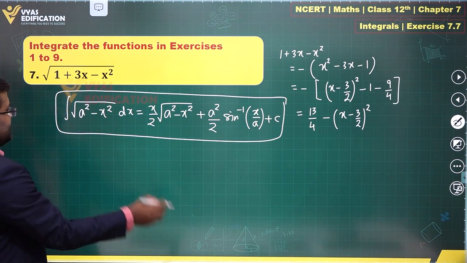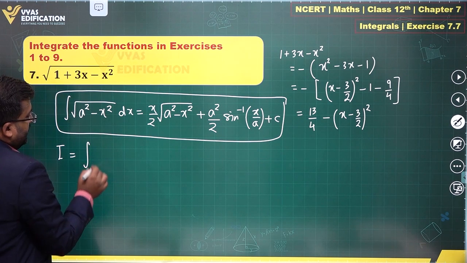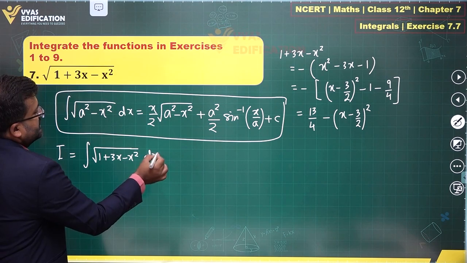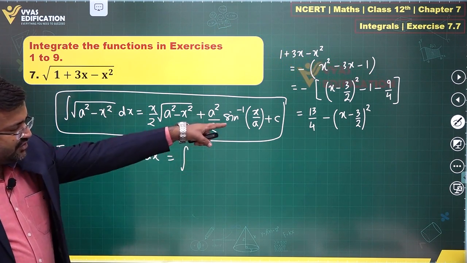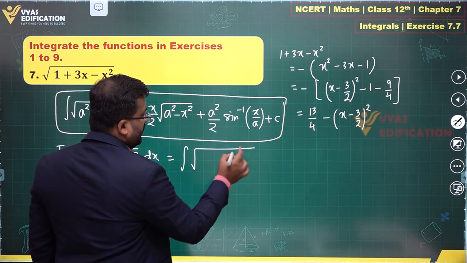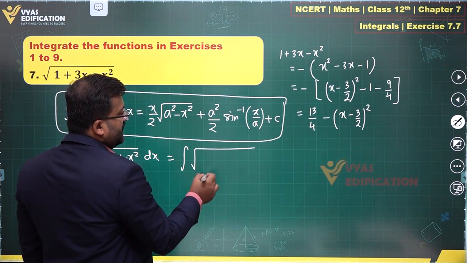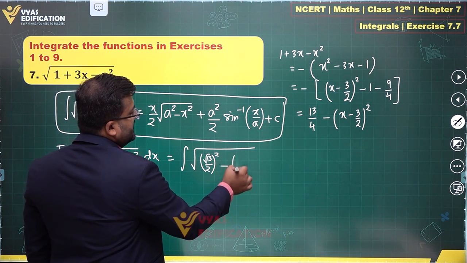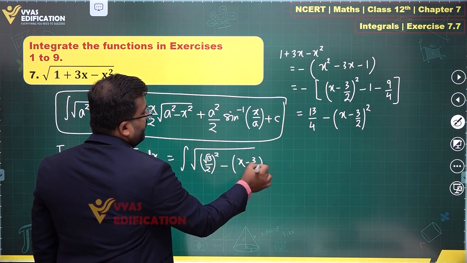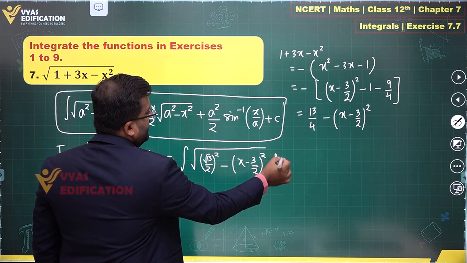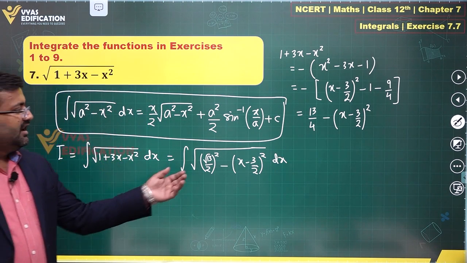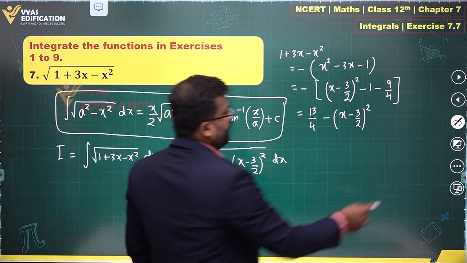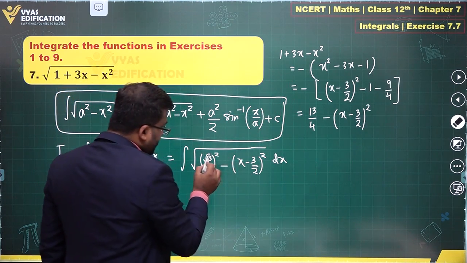Once we are aware of this, the integral I becomes the integral of under root of 1 plus 3x minus x square dx, which is equal to the integral of under root of root 13 by 2 whole square minus x minus 3 by 2 whole square dx. So now I can apply under root of a square minus x square, where a is root 13 by 2 and x is x minus 3 by 2.